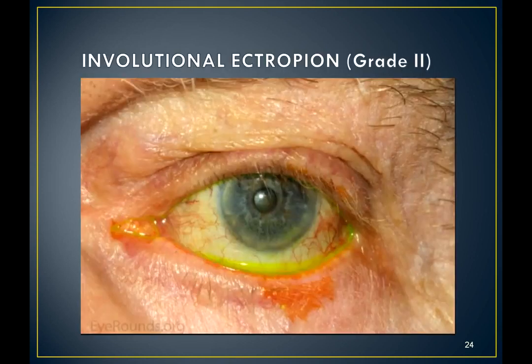This is a typical case of involutional ectropion. I had shown you earlier once we were comparing entropion versus ectropion. The lid is a bit everted downwards and forward, and fluorescent dye is placed in the conjunctival sac. You can see clearly the fluorescent dye separating the bulbar conjunctiva from the lid margin.